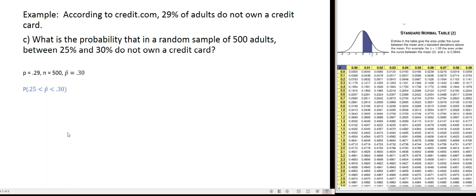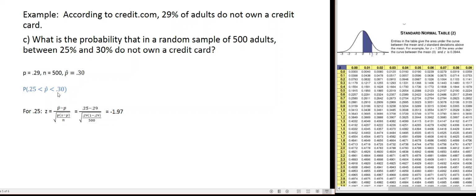So we have to convert both of these to z-scores. So let's go ahead and do the 0.25. So there's our z-score formula, or data minus mean over standard deviation. Plugging in our 0.25 here. Remember, the 0.29 is going to be seen everywhere where P is, so that's never going to change. And plugging that in, we get a z-score of negative 1.97.